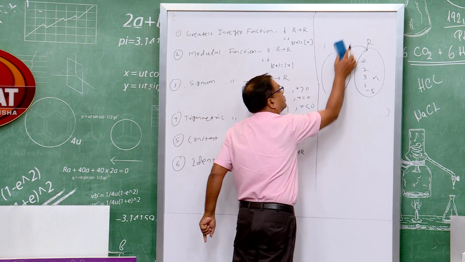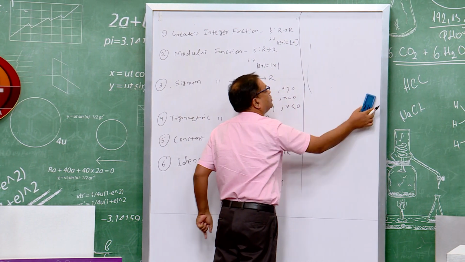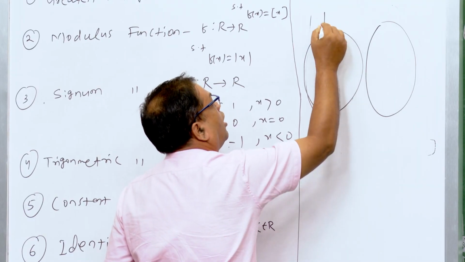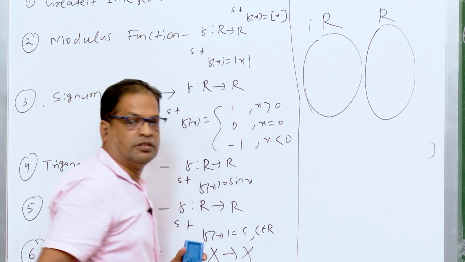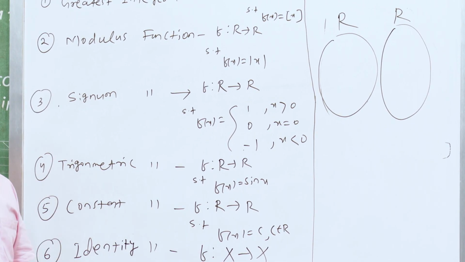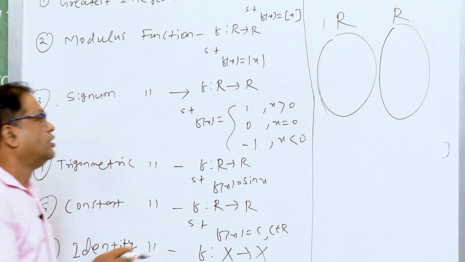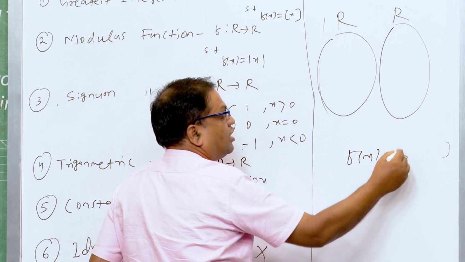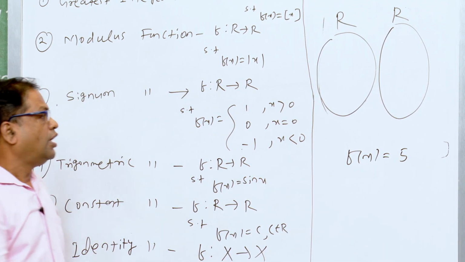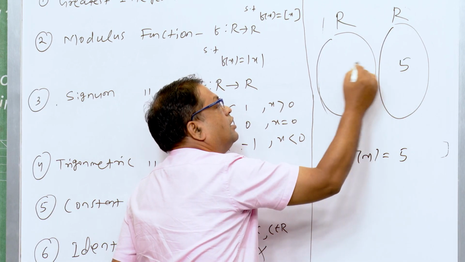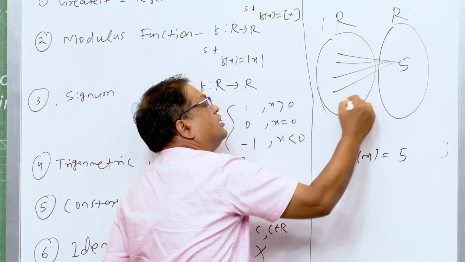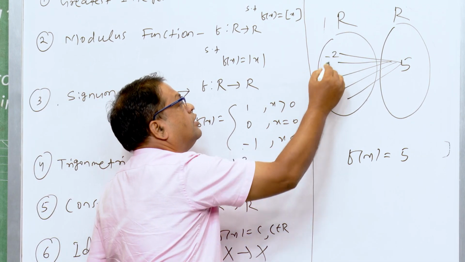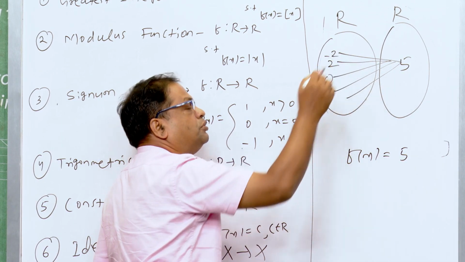What is a constant function? It is also from R to R. The domain is R and the codomain is also R. So f(x) is equal to c, where c is any real number. For example, it is 5. For any value of x, the element always goes to 5. For negative, for positive, for 0, you take any value.